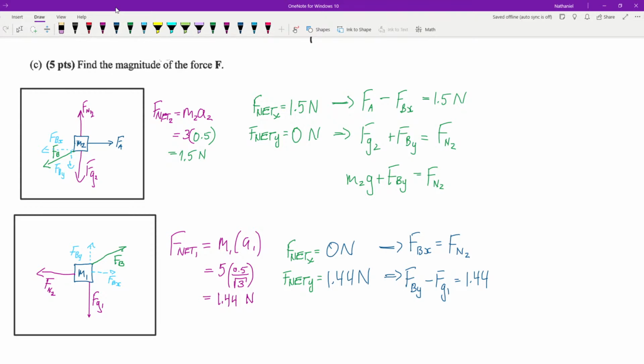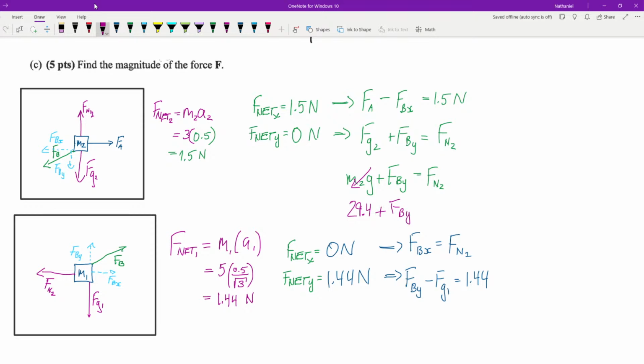FN2, wait a second. This is 1, not 2, sorry. This is 1. Okay. So yeah, let's start to sub some things in. So this we can solve for, what's that, like 29.4-ish? Is that right? Yeah. Something like that. Okay, we might as well do it. Times M1, so that's 3, so yeah, 29.4.